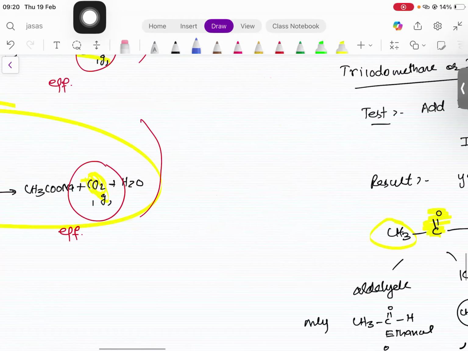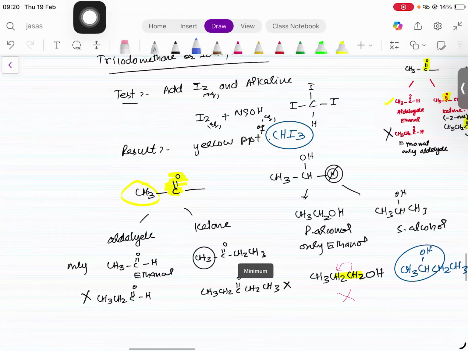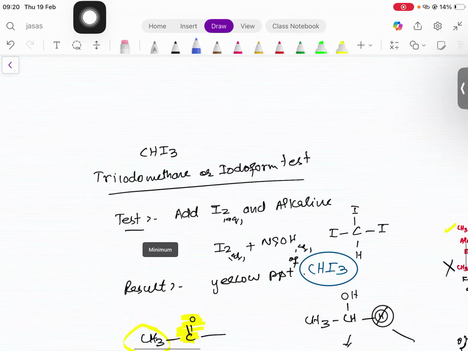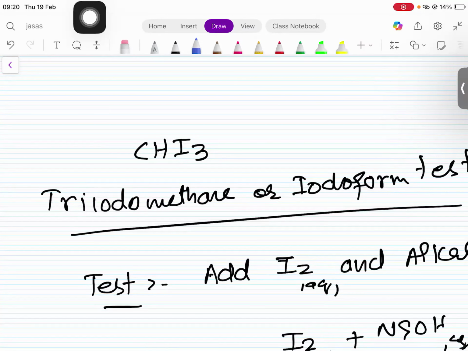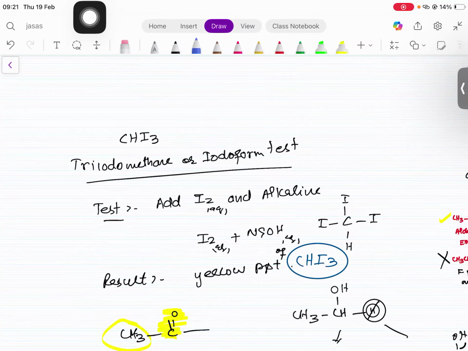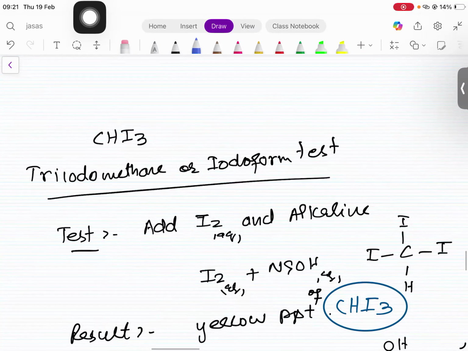There is one more test, children, that we call the iodoform test or triiodomethane test. I would like you to write this: triiodomethane or iodoform test. What is the formula of triiodomethane, iodoform? CHI3.